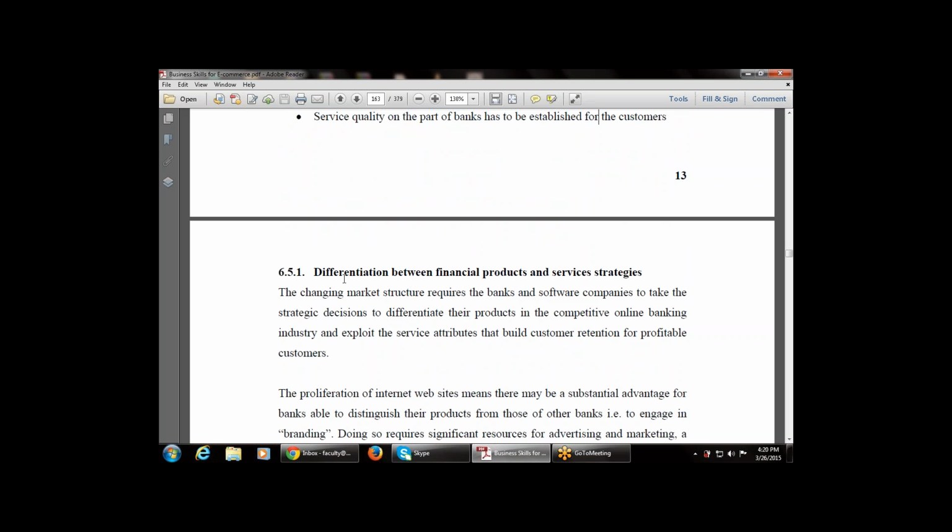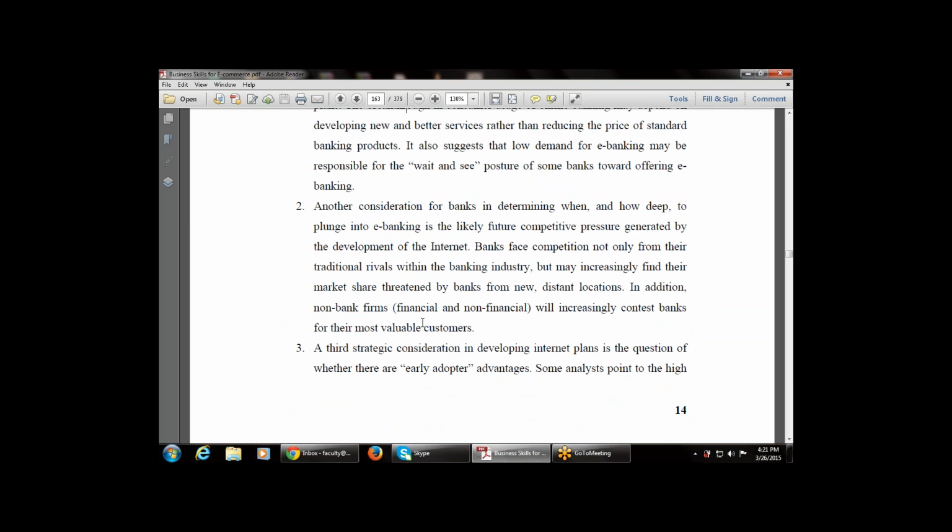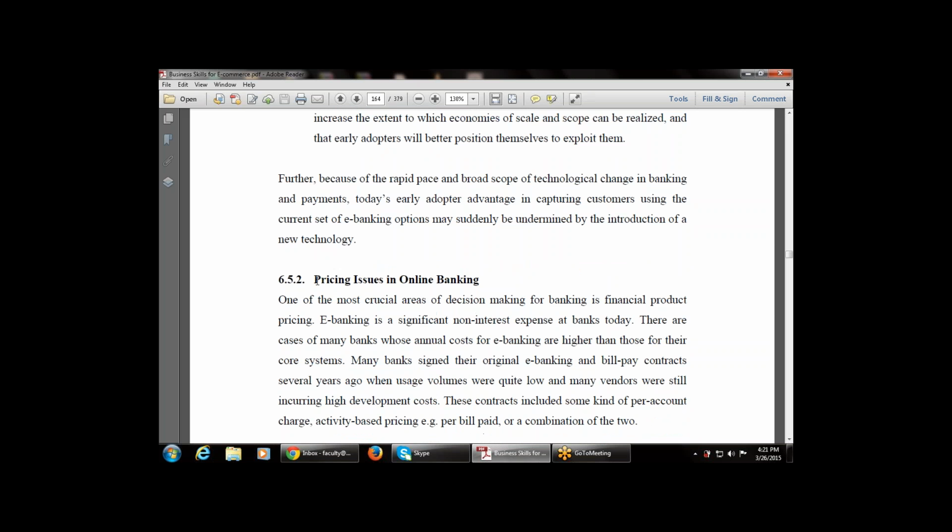First one is differentiation between financial products and services strategy. There should be a difference between the financial product and the type of services and strategies available, because the environment is changing and the market structure is changing nowadays. So there will be a differentiation between the financial products and the services offered by online banking. The bank management must evaluate the degree of current and future market demand for e-banking services, and the bank has to take care of the future and the near term of the financial industry.